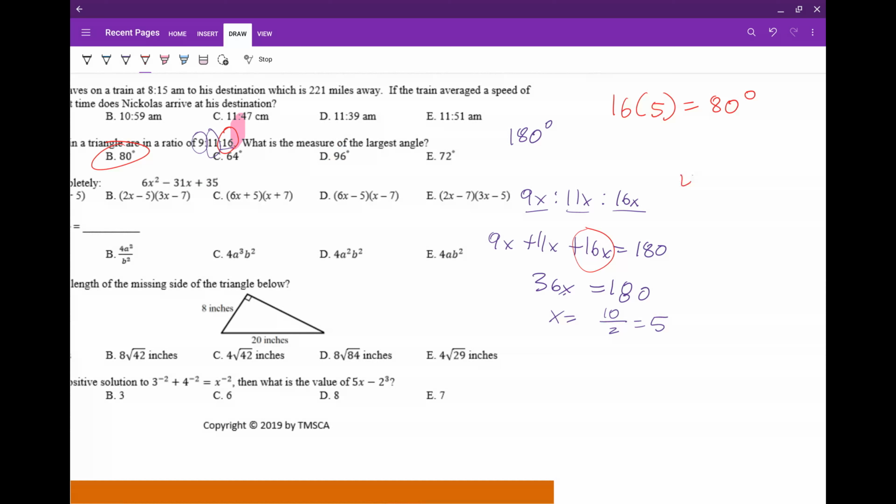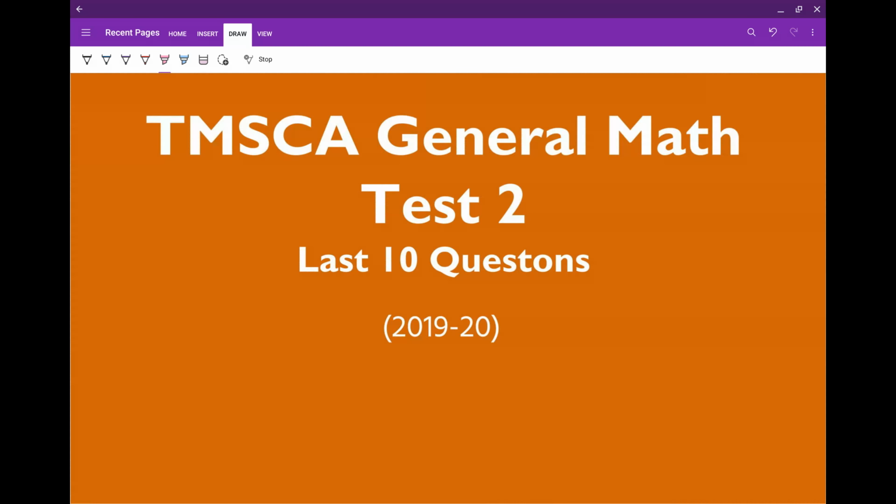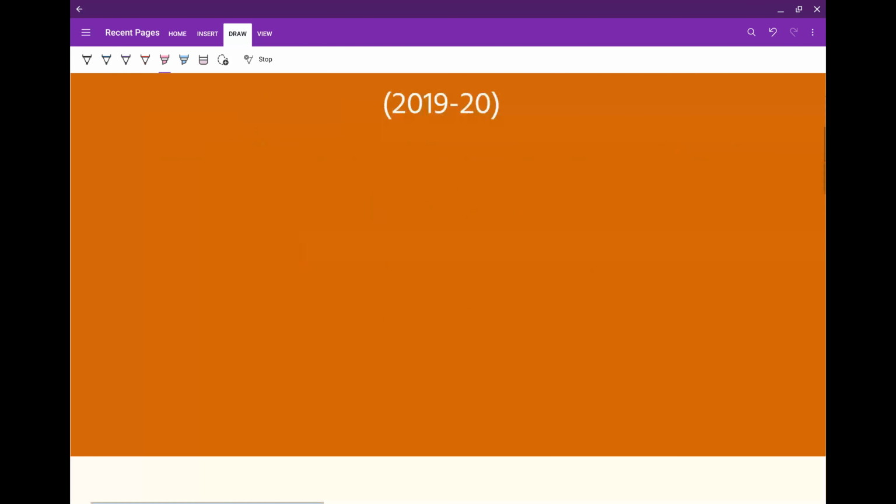So you have a 45, 55, 80 triangle. If you wanted to just make sure that everything's right, you can add them all up, and you get 100 plus 80. That's equal to 180 degrees. That's the correct answer. Question 47 of General Math Test 2.